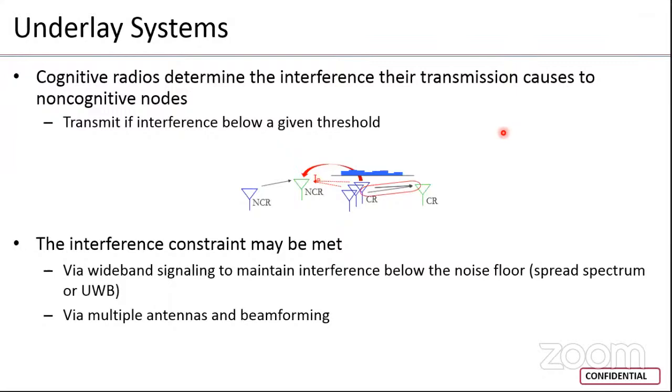So then let us move into the underlay systems. We have those paradigms, but what are those and how are they overcome is what we are going to see now. The cognitive radios determine their interference in transmission, and it causes interference to non-cognitive nodes also. If the interference is below a threshold value, then it is fine. If it is over a certain threshold value, then you have to take that into consideration and move over to the next range of frequencies or next spectral hole. The interference constraint may be met via wideband signaling in order to maintain the interference below the noise floor, whether it is a spread spectrum or ultra wideband spectrum, and via multiple antennas and beamforming.